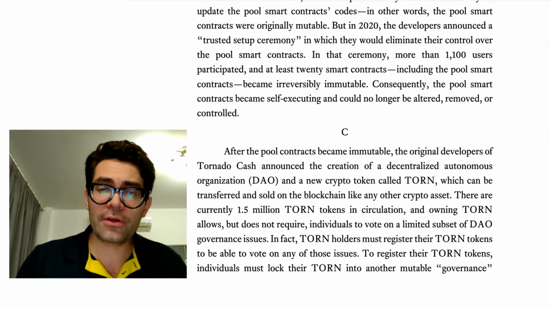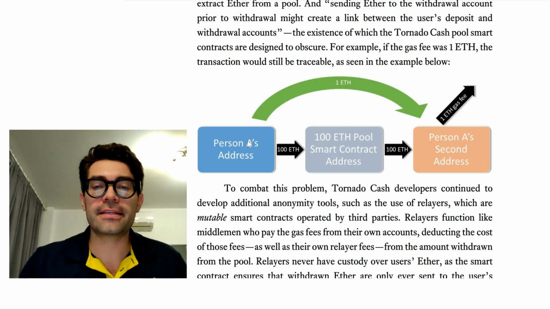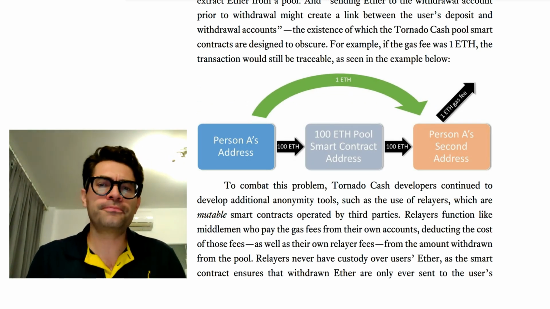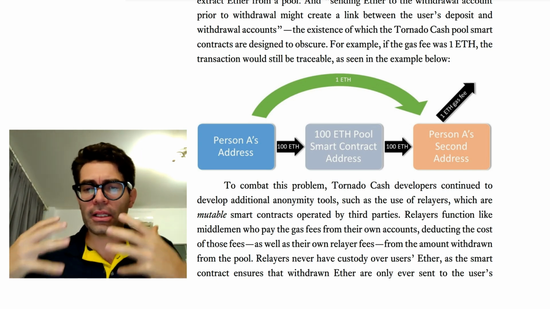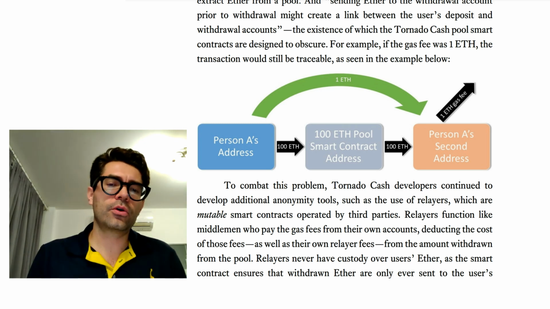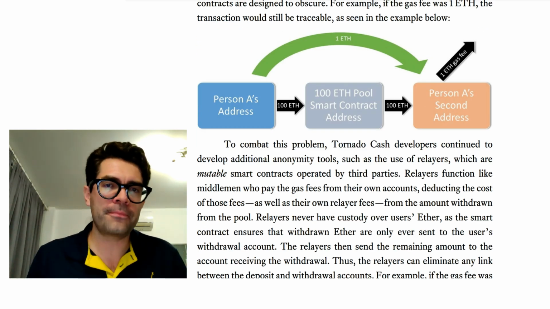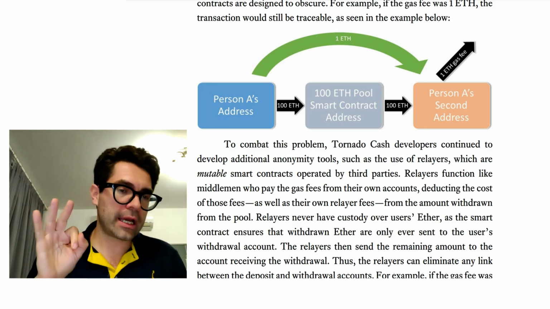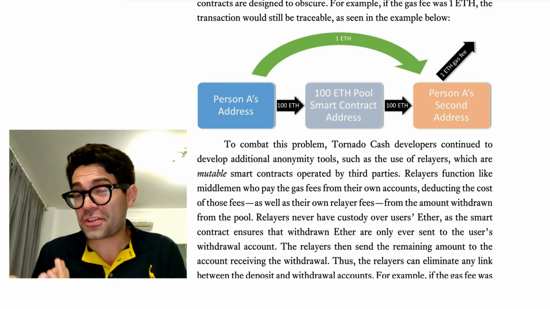And then Tornado Cash kept working. And then they decided to create a decentralized autonomous organization, and they started to develop a lot of tools, something called the relayer. They created their own token called the Torn token, and you have to hold 300 of these tokens to be part of what they call the relayers network.